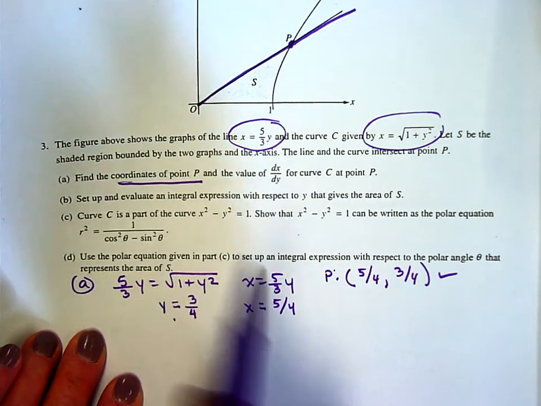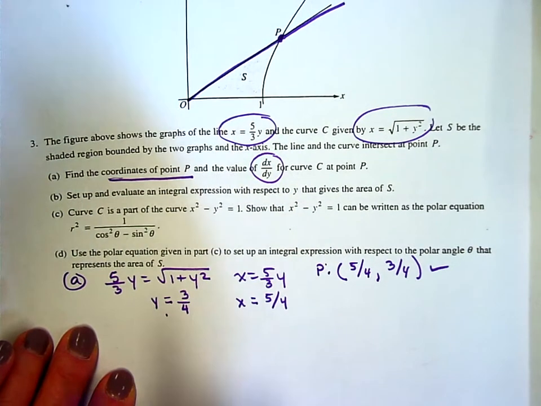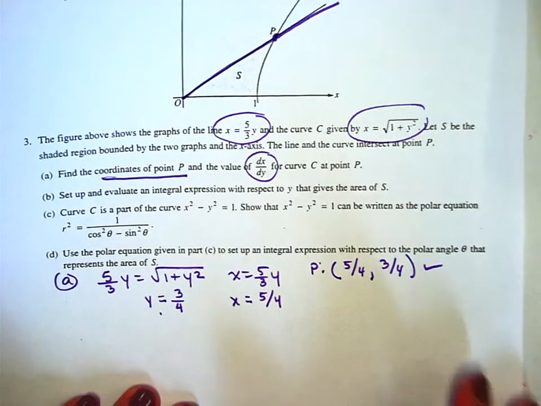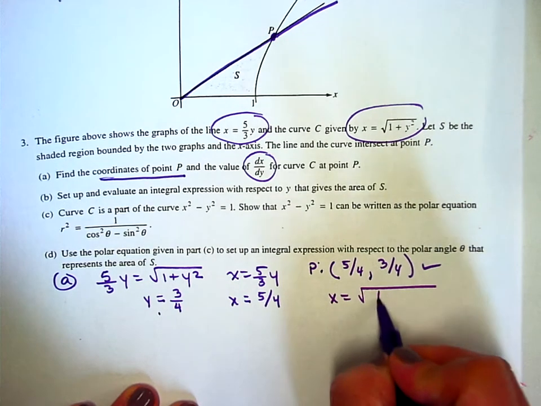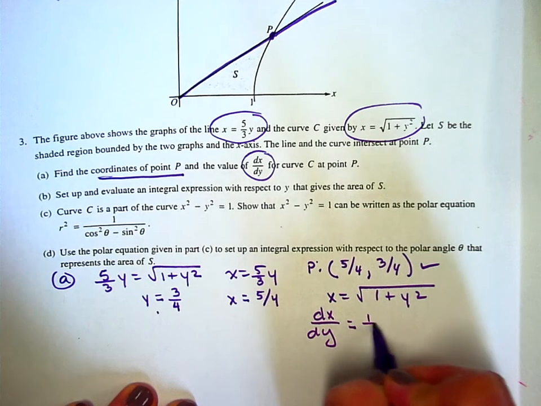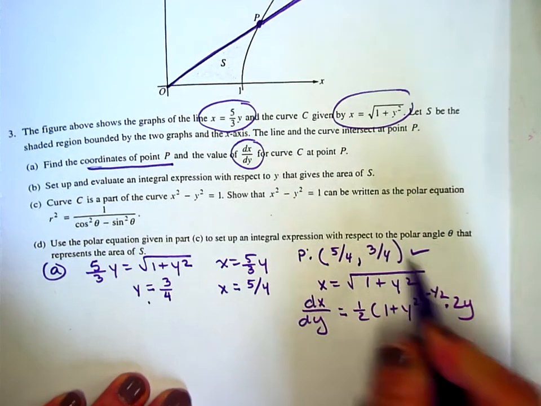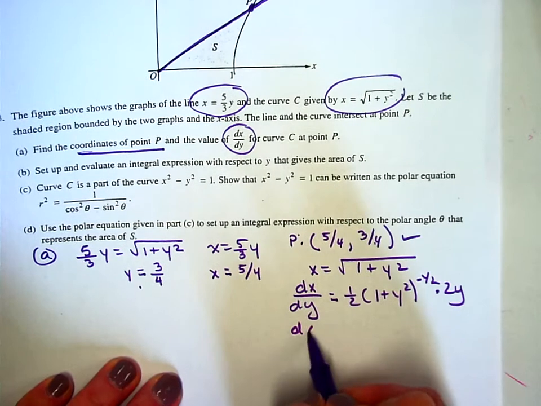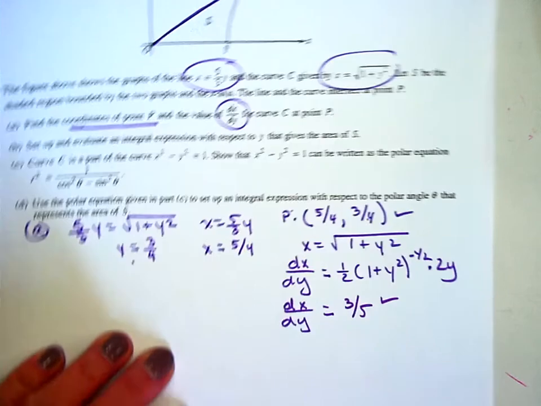There's another question. It also asks you to find dx dy. So they're not asking for dy dx, but they're asking for dx dy. So you can start with one of the equations. I'm going to take the derivative with respect to y, 1 plus y squared. Don't forget chain rule. And then use the 3/4 that you know. So dx dy is 3/5. That's 1 point for the answer.